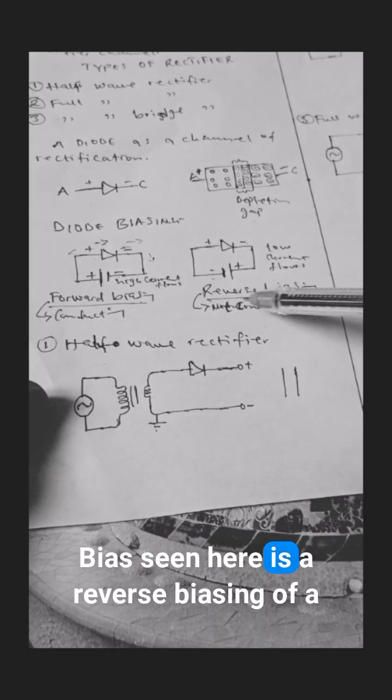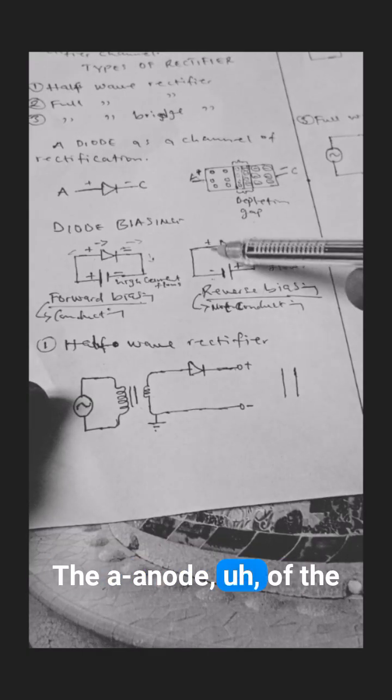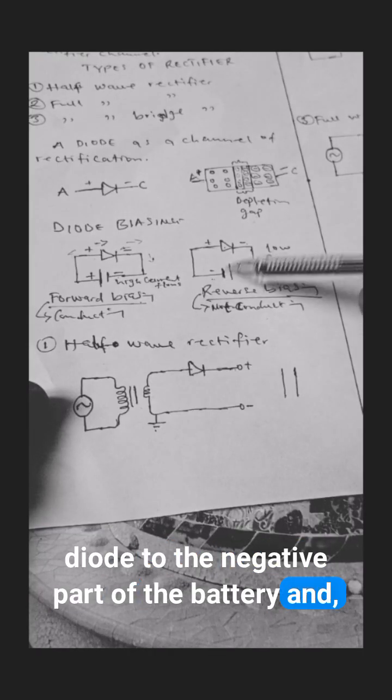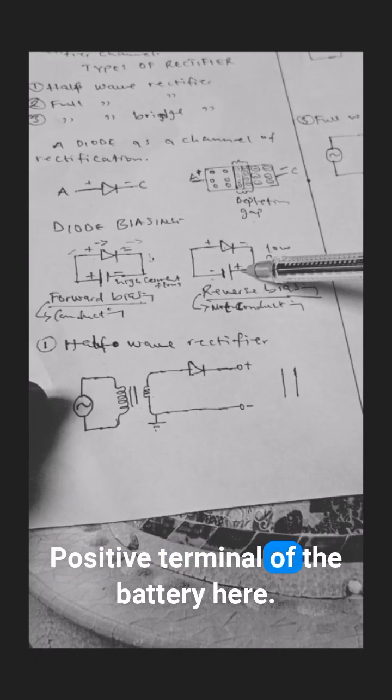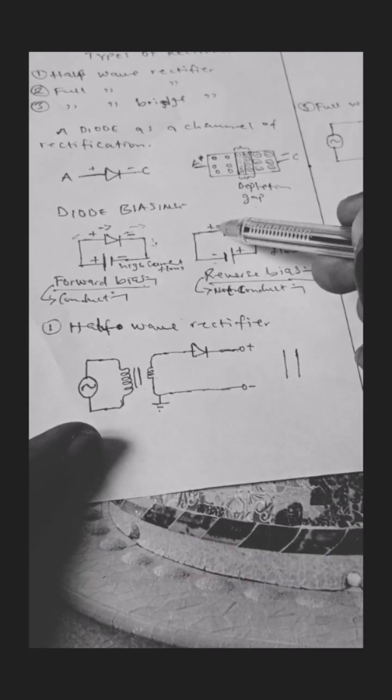Now the second bias is the reverse biasing of a diode. In reverse biasing, we connect the anode of the diode to the negative part of the battery, and the cathode to the positive terminal of the battery. In this case, there will not be flow of electrons across the diode.